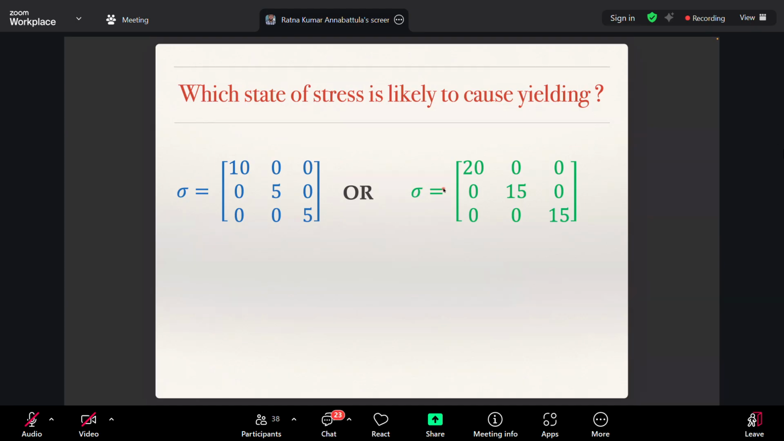The deviatoric parts are same. If you look at the second stress, can you write the second state of stress as first state of stress plus 10, 0, 0, 0, 10, 0, 0, 0, 10? Yes, sir. But that matrix is a hydrostatic state of stress. Will that cause any distortion? No, sir. Since that part does not cause distortion, although these two states of stress values are different, as far as plastic deformation is concerned, these two are exactly the same.